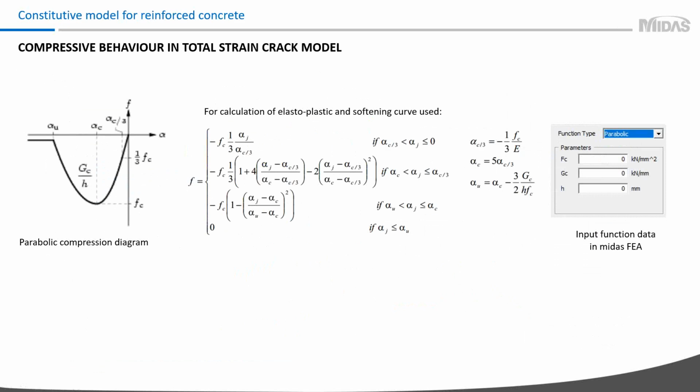In case of concrete compression, the parabolic diagram is preferred as it gives quite accurate results. According to this diagram, after reaching the compressive strength of concrete, crack softening begins, and this softening is based on compressive fracture energy. After reaching the limited strain of this diagram, we assume that concrete is crushed, and in terms of finite elements, the stiffness is zero and the element doesn't work anymore. In Midas FEA, to describe this diagram, you have to define compressive strength of concrete, compressive fracture energy, and crack band width.